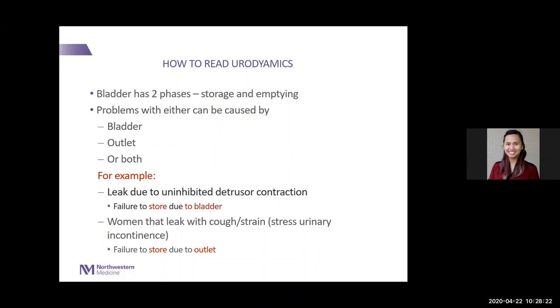Contrast that to women that leak when they cough and strain. Their bladder fills up fine, the pressures are nice and low, and then when they cough, the urine leaks out. So there's no storage problem in the bladder. There's a storage problem there, but it's not related to the bladder. It's related to the outlet.